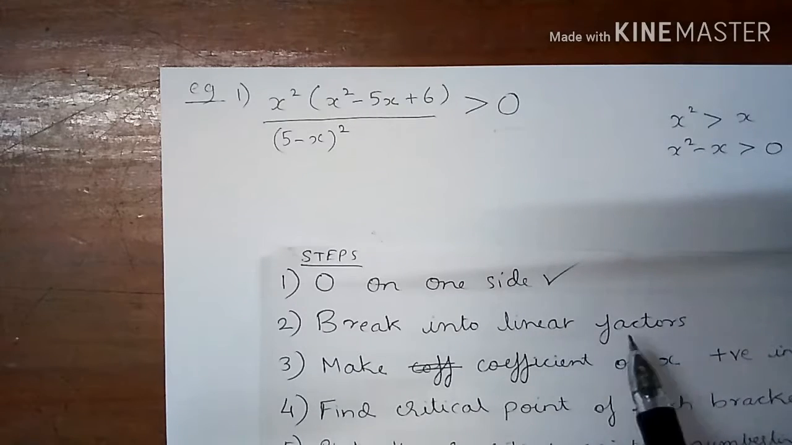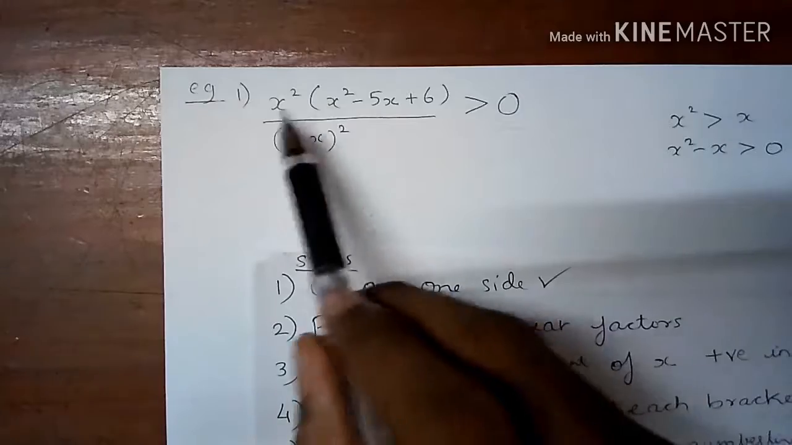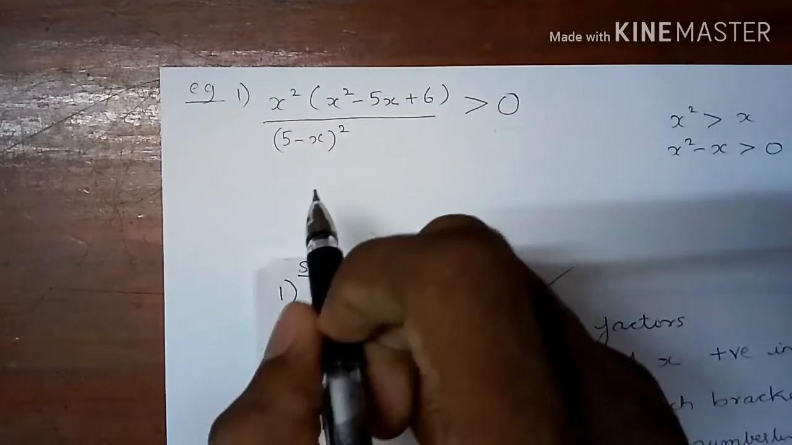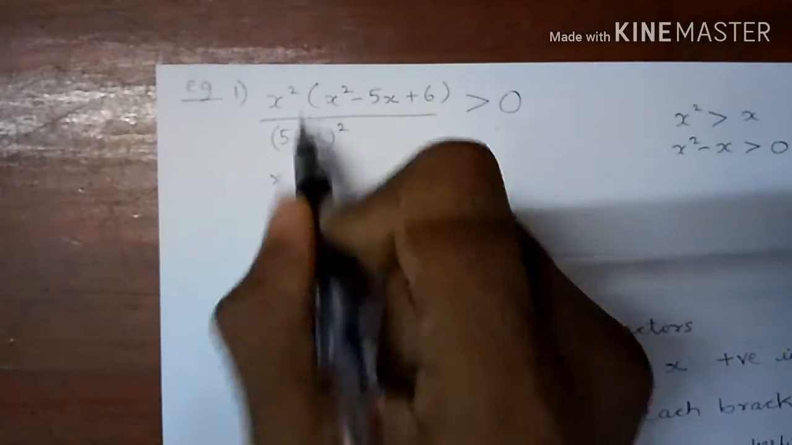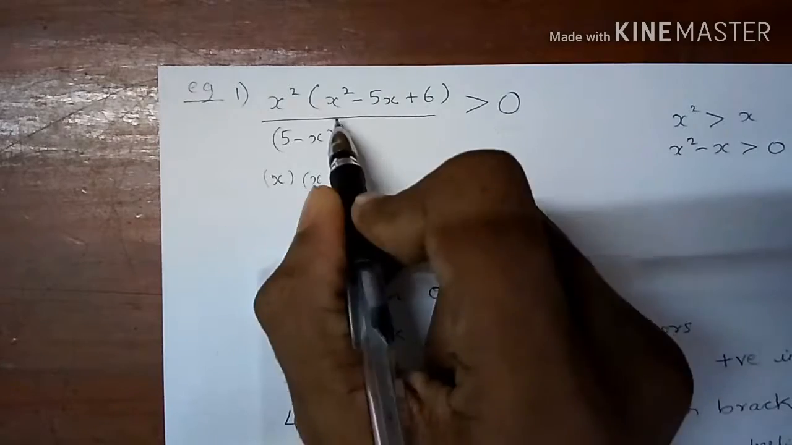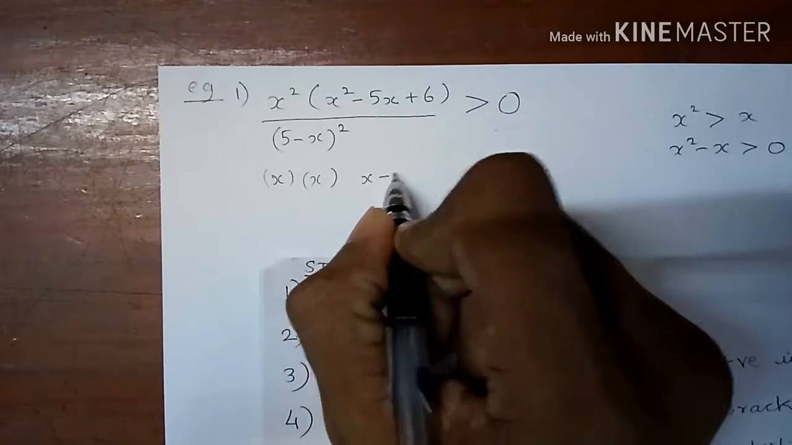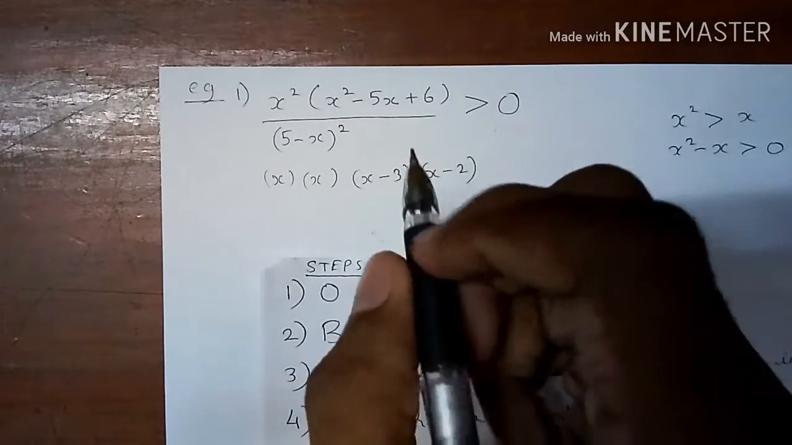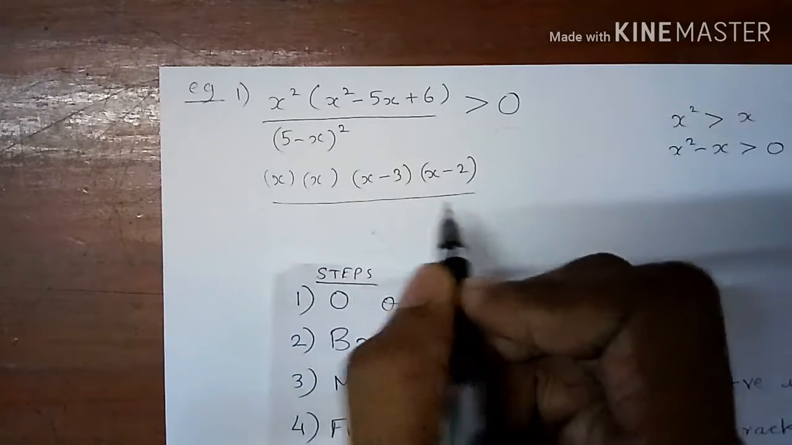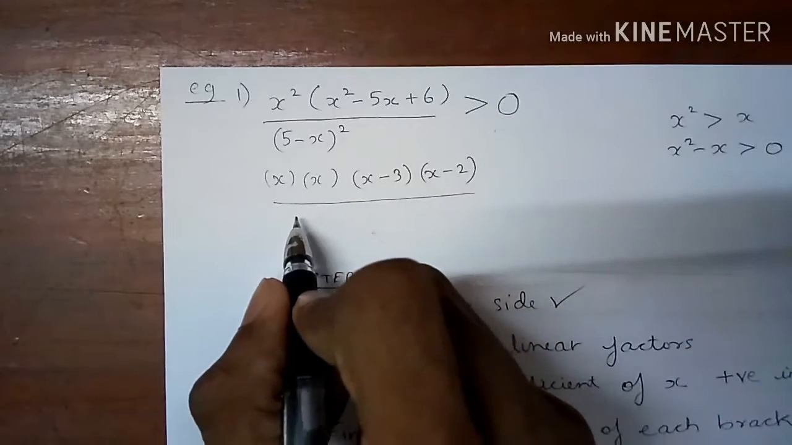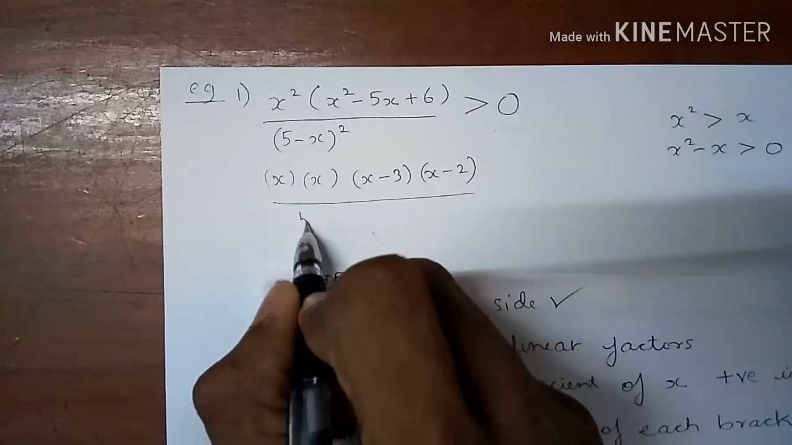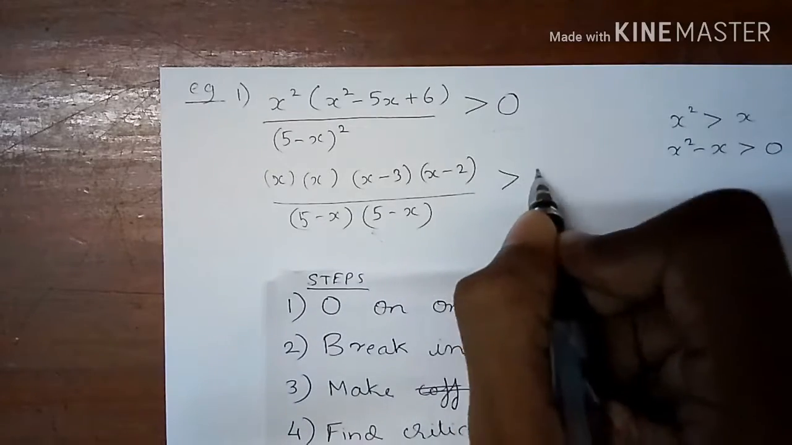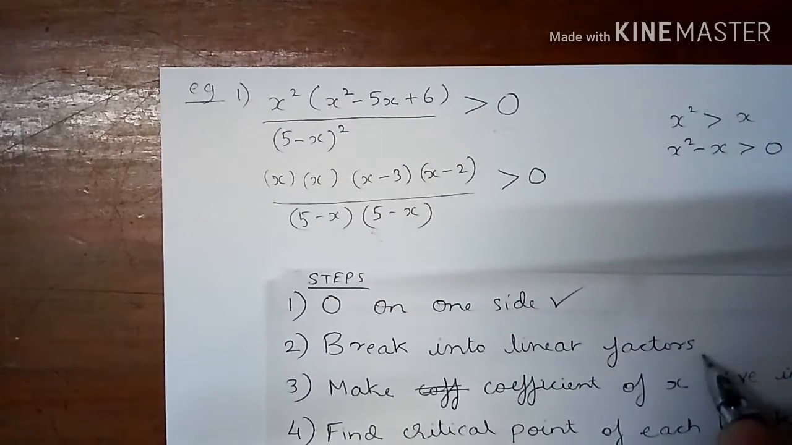Second step is break into linear factors. So there are several brackets here. We should split each bracket into their linear forms. So x square should be written as x into x. This we could write it as x minus 3 into x minus 2, and 5 minus x we could write it as 5 minus x into 5 minus x. So that's the second step.